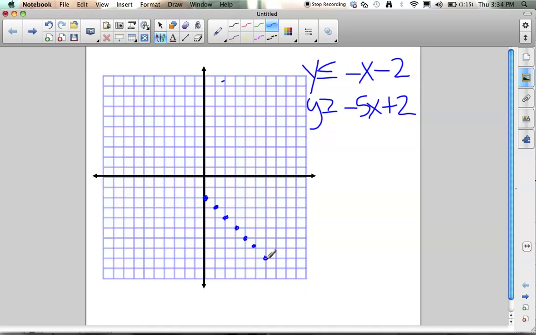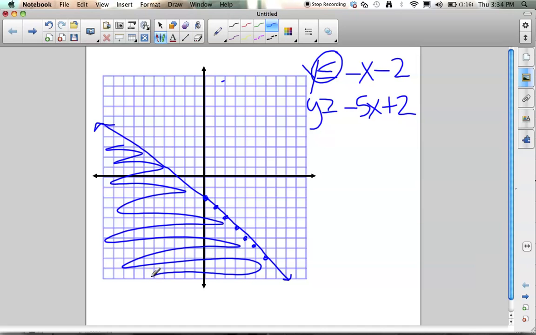Now, I need to make a choice. Should I use a dotted or solid line? This right here has a solid line underneath, so I'm using a solid line. Okay, now the other piece deals with shading. Shading above or below the line. In our equation, we have y is less than. So since it's less, you shade below the line. So all this area right here.